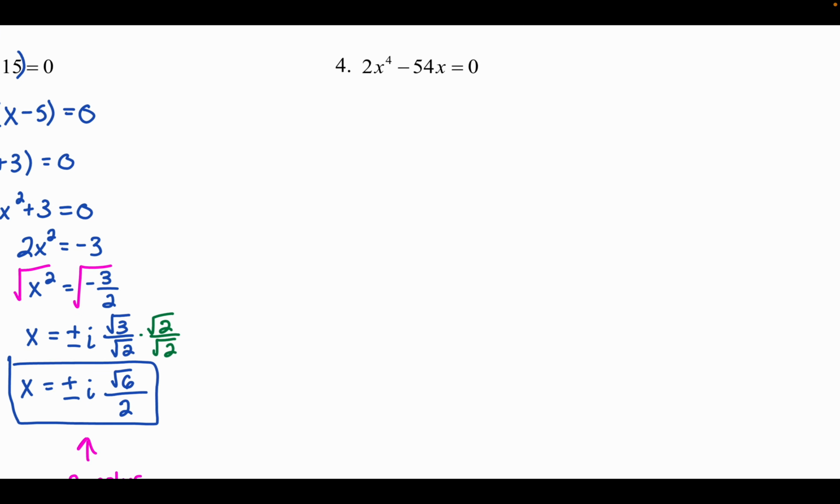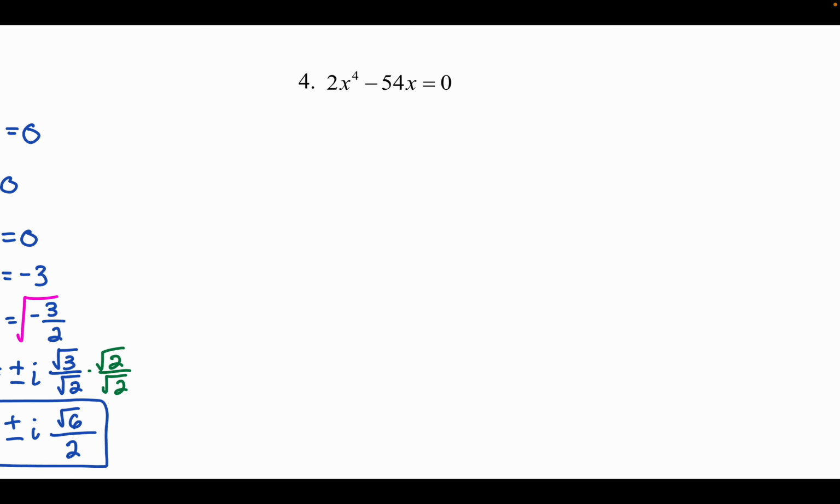On to example number 4. So this equation is degree 4. Okay, so let's see what happens when we solve this one. So we need to factor it. I notice that there's a factor of 2x that I can take out, and I'm left with x cubed minus 27 on the inside. I asked myself if I can factor this anymore, and I can. This is our difference of cubes, so we're going to have to use that special formula that we learned Wednesday.